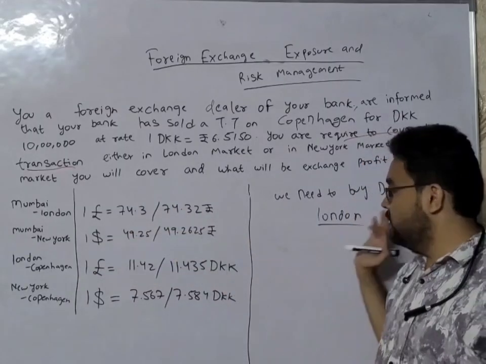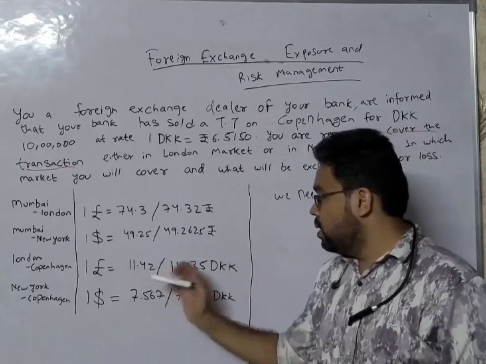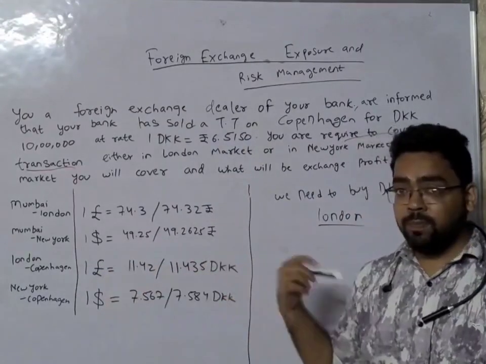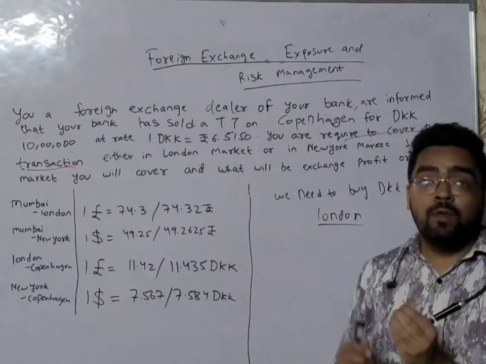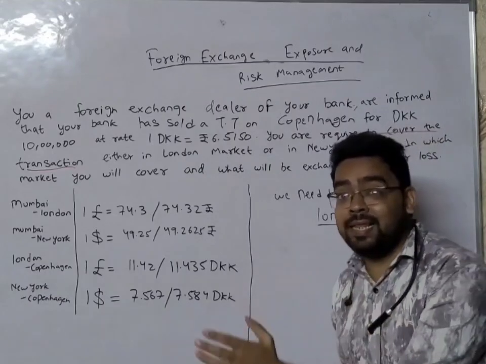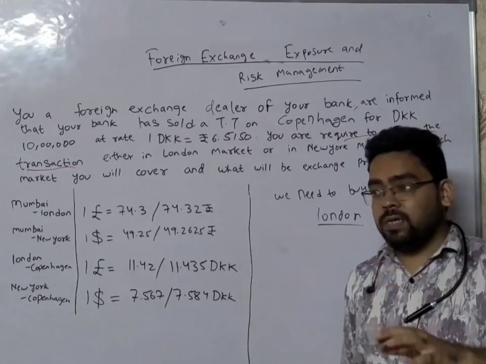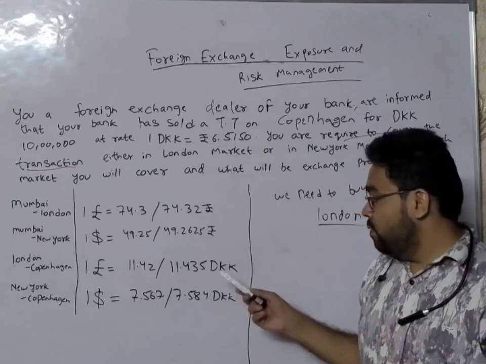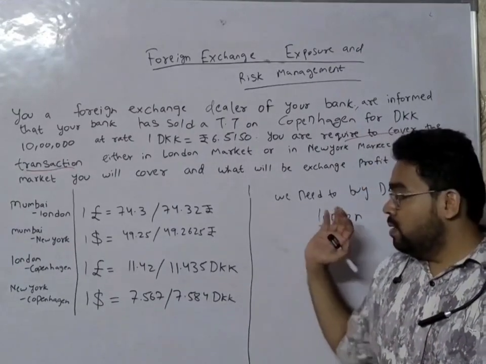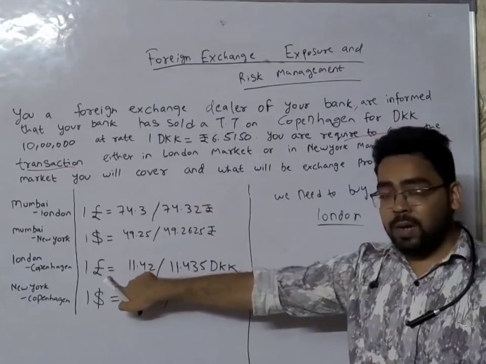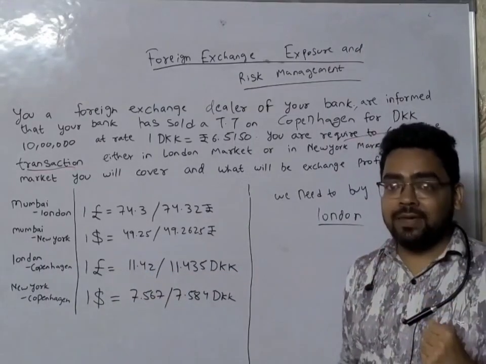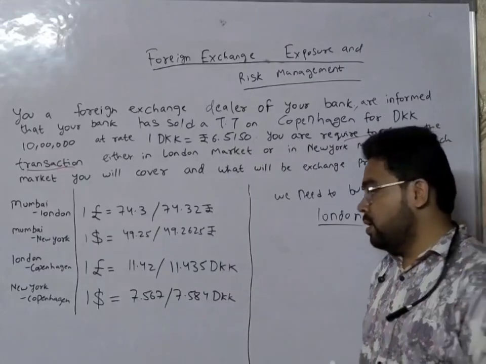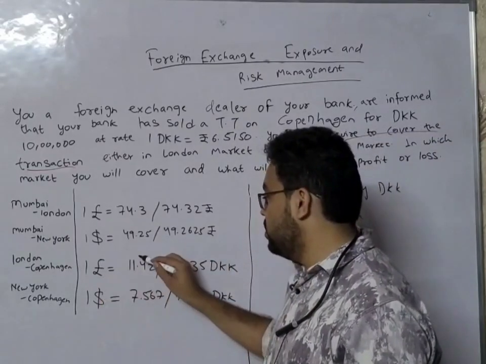So first we will see of DKK. Now what is the commodity here? Pound. If we need to buy DKK, what will we do with pound? We will sell the pound. Once again I am repeating. What we are supposed to do is to buy DKK. The commodity here is pound. So if we are supposed to buy DKK, we will sell pound at authorized dealers buying rate.